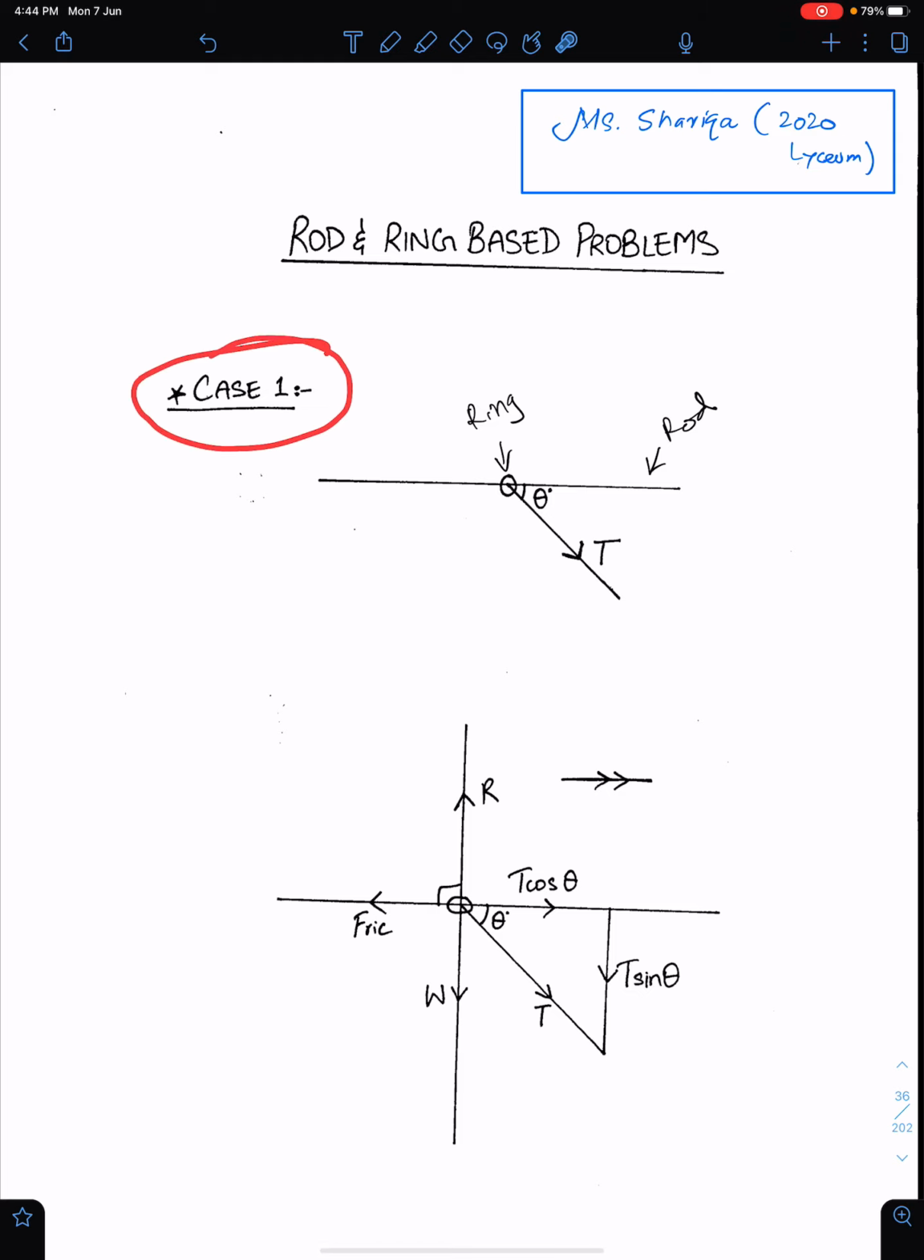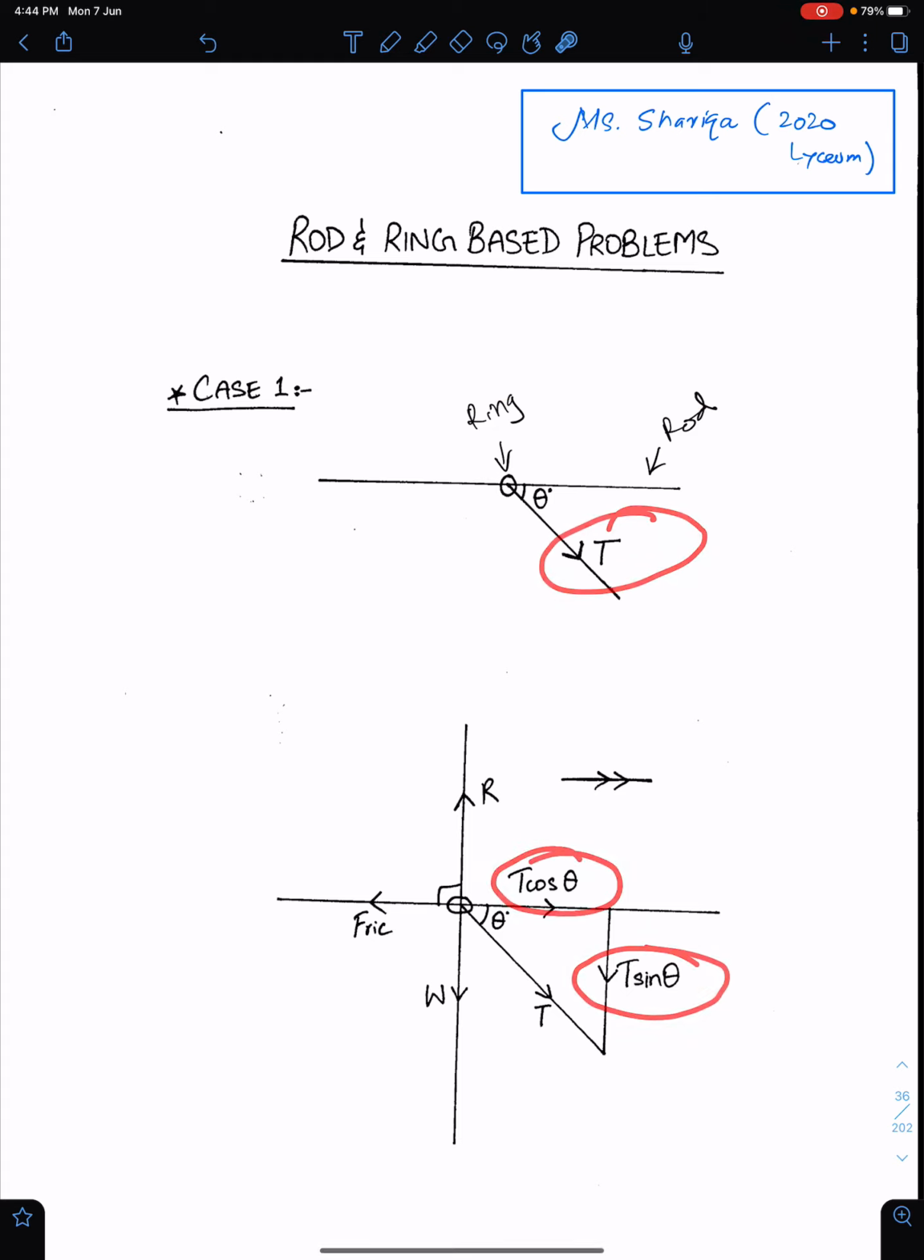Case 1. This is the rod, this is the ring, and this is the tension in this ring. And this is the force diagram of this situation. See, this tension has two components, T sine theta and T cos theta. And this is the normal reaction force.